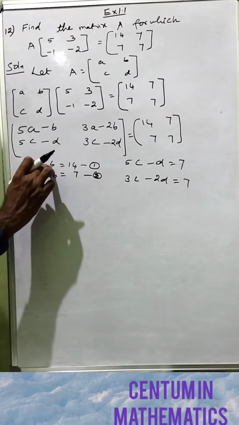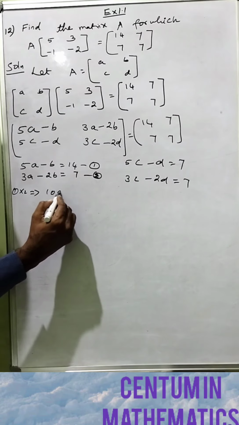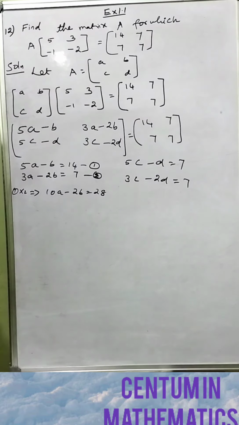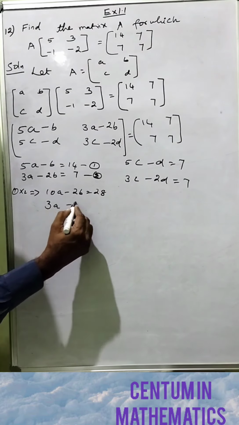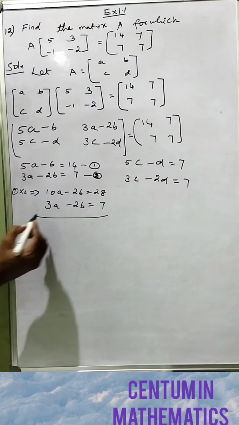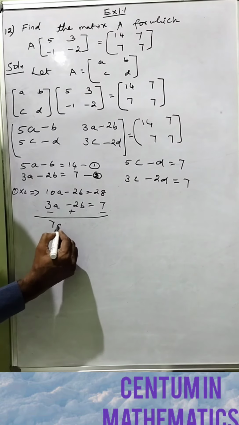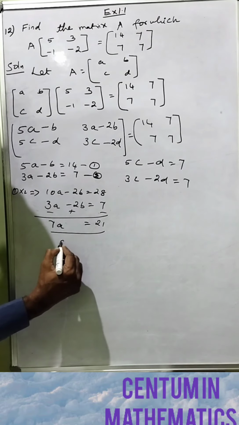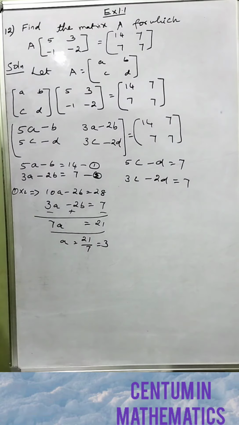Here B, so first is multiplied by 2. So 10A minus 2B equal to 28. Second equation no change. 3A minus 2B equal to 7. When we have to subtract, minus plus minus sign will change. So 7A equal to 21. Find this. A equal to 21 by 7, A equal to 3. So we get A equal to 3.